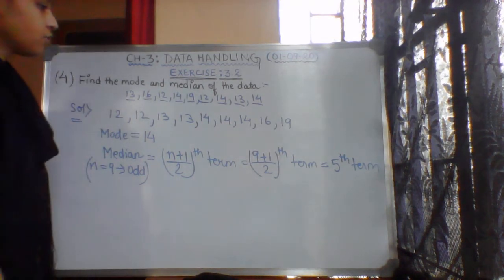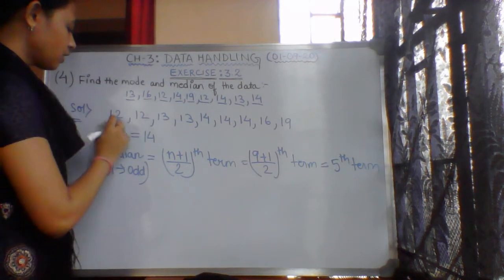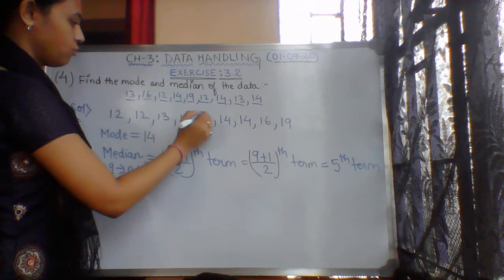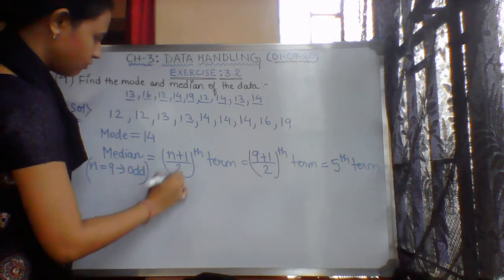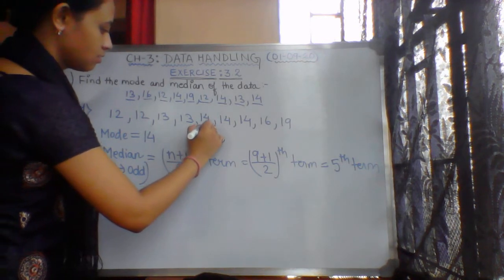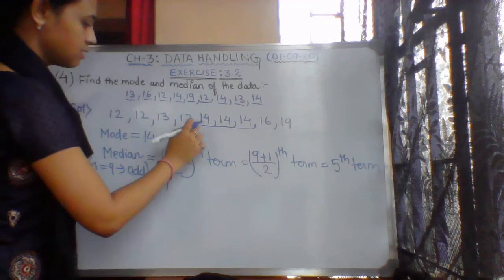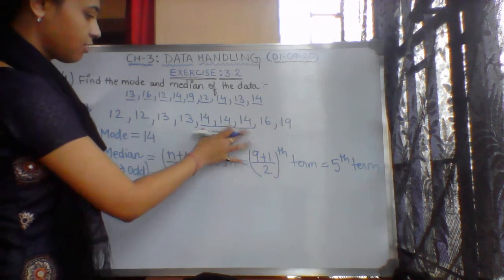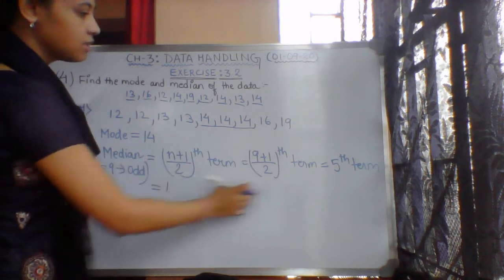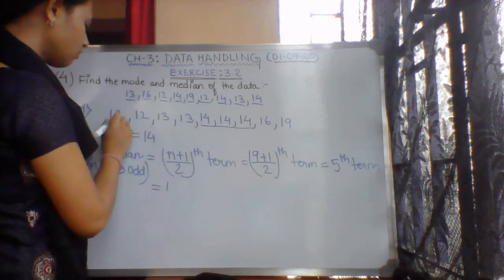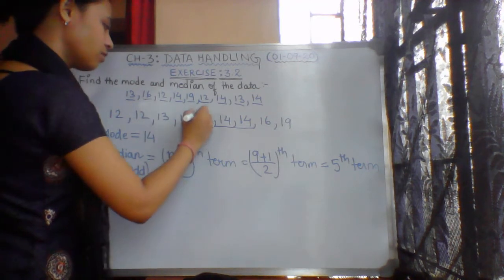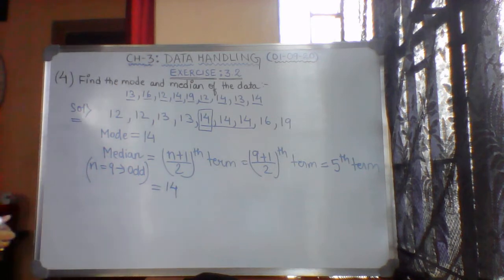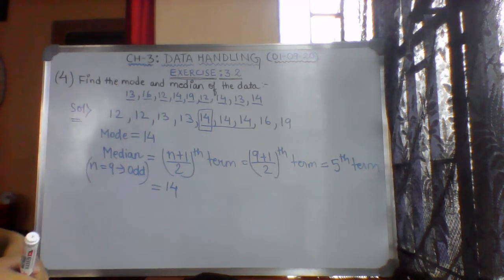So which one is our fifth term? After arranging only we can count. So this is the arranged data. So 1, 2, 3, 4, 5. So our fifth term is, this is the mode which is occurring maximum number of times. Okay, to identify I have underlined. Now while doing the median, we got the fifth term. What is our fifth term? 1, 2, 3, 4, 5, 14. So you can see here both median and mode are equal.